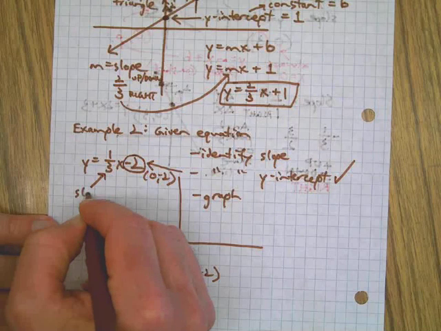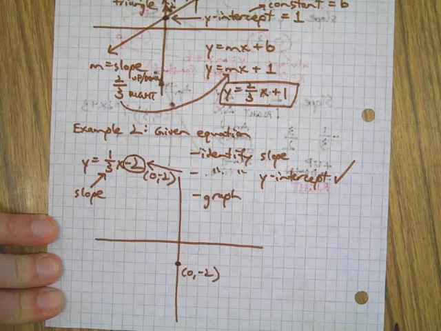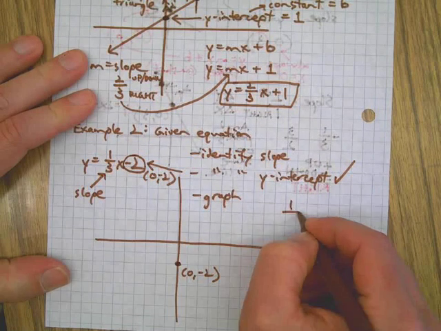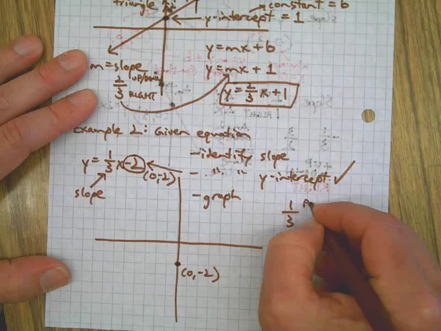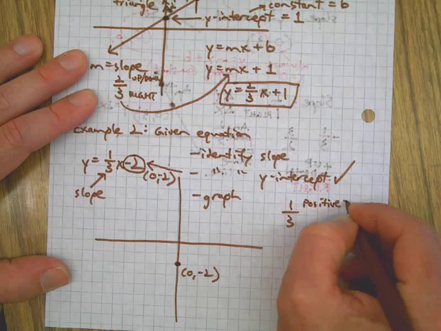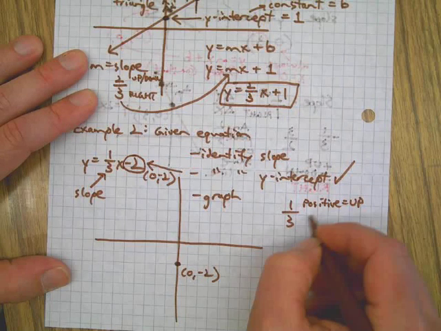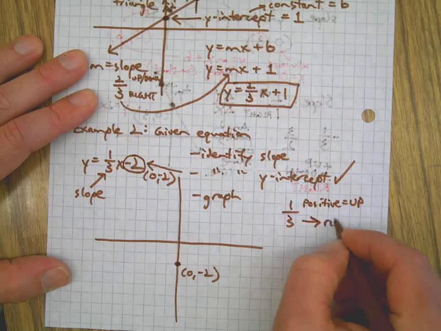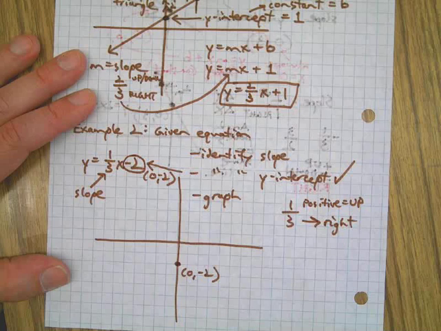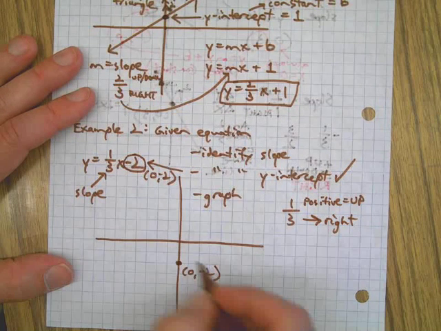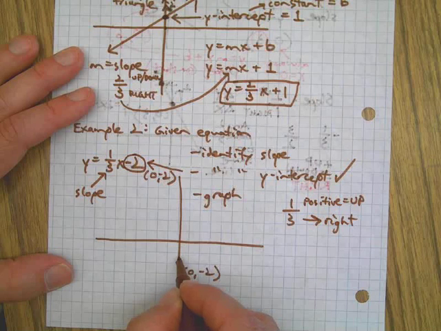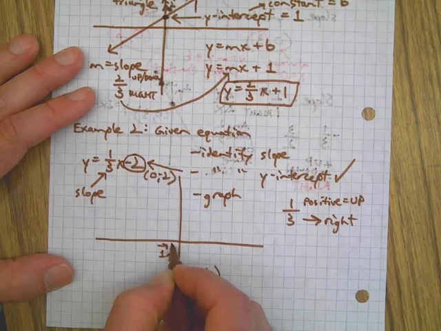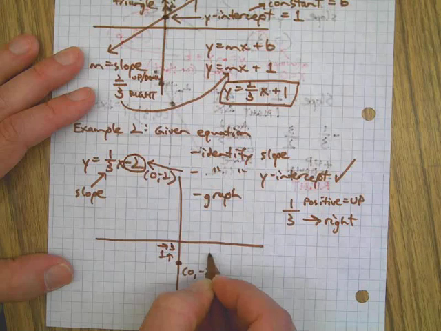There's the slope. 1/3. What that means is, since 1 is a positive number, you're going to go up, and 3 always means you're going to go to the right. Never go to the left on these types of problems. So I'm going to start at the y-intercept, go up 1, and then over 3. Up 1, over 3, make another dot.